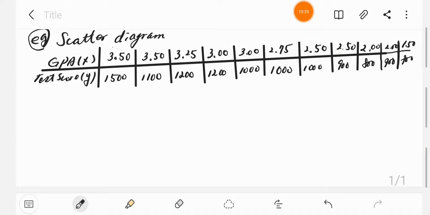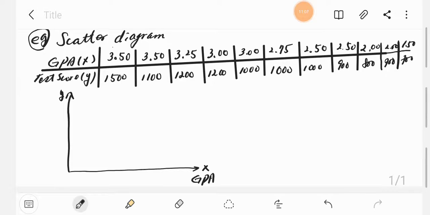Okay, this time let's plot a scatter diagram based on this table. The first line is GPA, so why don't we use the GPA on the x-axis and the test score on the y-axis. In this case, there's no negative value, so why don't we draw only the first quadrant like this? The x-axis is the GPA, and the vertical line is the y-axis, the test score.